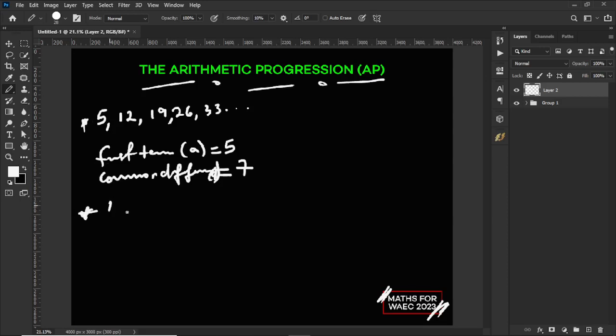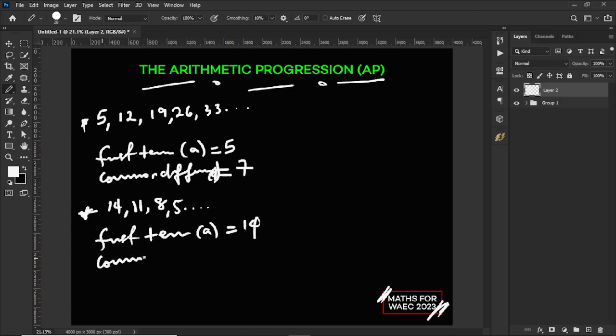If I have 14, and I have 11, I have 8, and I have 5. That's like that. The first term A is equal to what? 14. The common difference D is equal to what? Is it going to be 3?